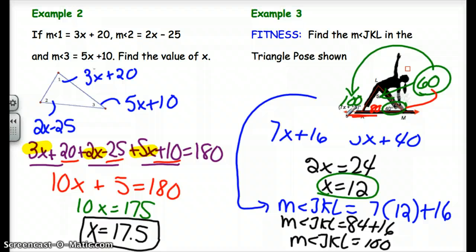Some students are asking, how can I check my answer? That's one way to do it. Back in example number 2, you could go ahead and check your answer by plugging 17.5 into each one of the expressions in that angle, and then saying, okay, am I getting 180 degrees? So that might be something to keep in mind while you're taking your tests and your quizzes. Make sure you're communicating your mathematics during your homework assignment. You guys have a great night, and I'll see you in class tomorrow.